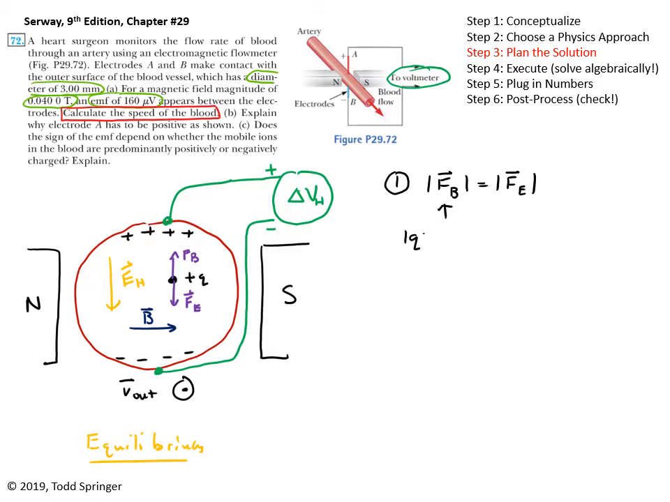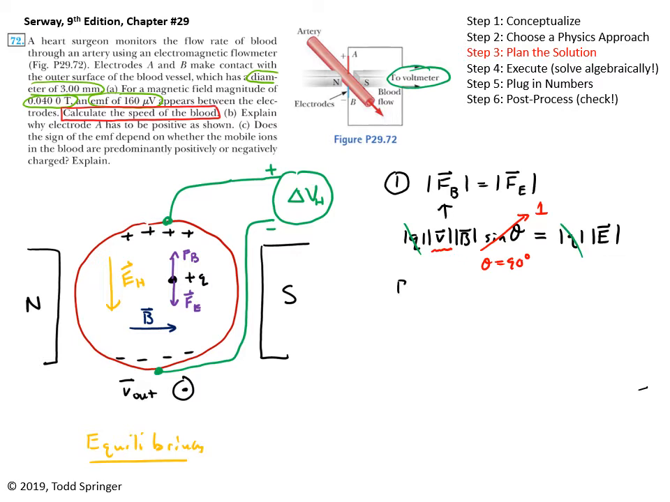So this is going to be Q V B sine of theta. Theta is the angle between the velocity and the magnetic field. And then the electric force is Q times E, right? In this case, sine of theta is 1 because theta is 90 degrees. The velocity of the charges and the magnetic field are perpendicular. The Q's cancel. We're almost there. We're trying to get this velocity here. The only problem is we don't know the electric field.